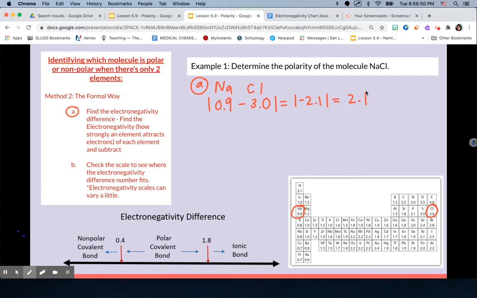So because this is 2.1, my next step is to check the scale, this electronegativity difference scale, in order to see which range it falls in. So the larger the number, the more uneven the electrons are being shared, and the closer the number is to zero, the more evenly the electrons are being shared. So based off of this scale, any number that is greater than 0.4 is considered polar.